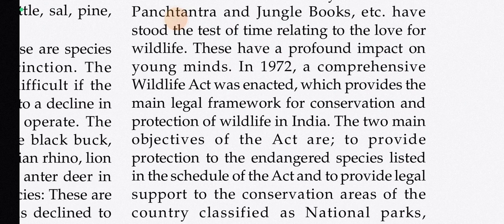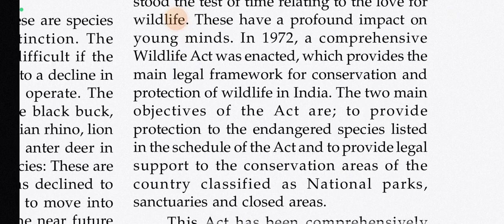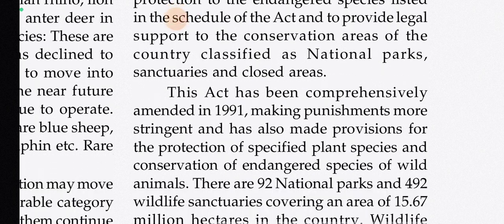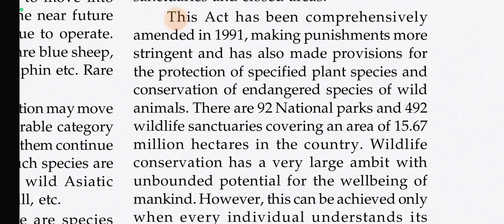In 1972, a comprehensive Wildlife Act was enacted which provides the main legal framework for conservation and protection of wildlife in India. The two main objectives of the Act are to provide protection to the endangered species listed in the schedule of the Act and to provide legal support to the conservation areas of the country classified as national parks, sanctuaries, and closed areas. This act was comprehensively amended in 1991, making punishments more stringent, and has also made provisions for the protection of specified plant species and conservation of endangered species of wild animals.